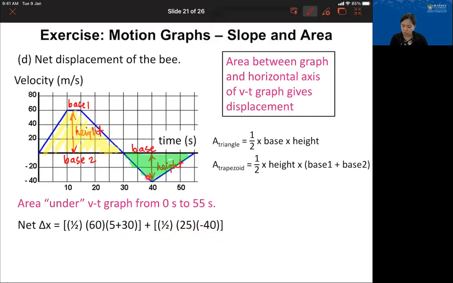Or here you can also again now include the negative sign in your 40. And that should take care of subtracting the area of the triangle from the area of the trapezoid. And that should give you 1,000 meters.